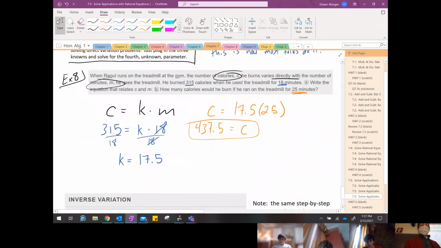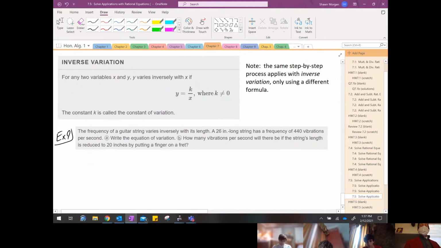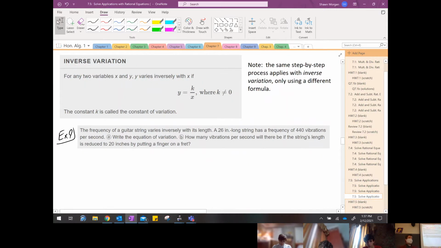Let's talk about inverse variation before we get into y'all's homework questions, because I know you got some. Hopefully all of you are taking good notes. Inverse variation is not a linear relationship. It's actually a hyperbolic relationship. The graph would look like this. Inverse variation is where the more I put in, the less I get out.